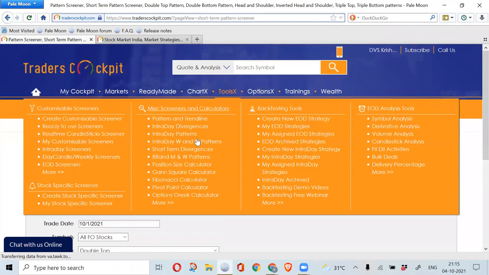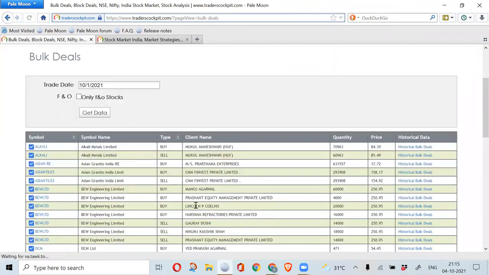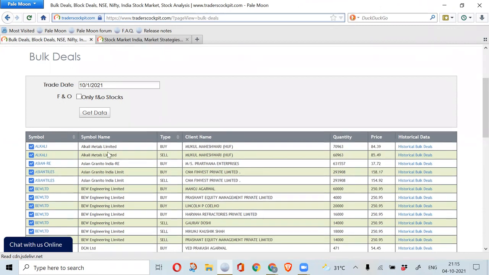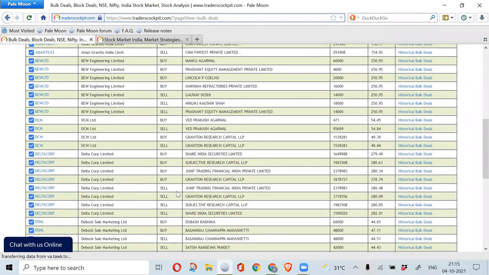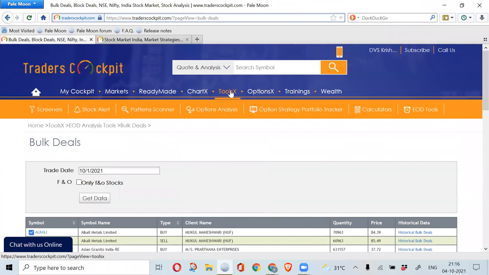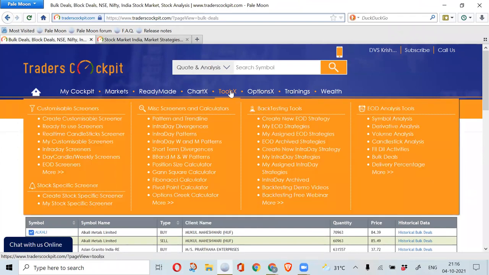So you can see we have got divergence screeners, we have got intraday pattern screeners, all these screeners are available. And also, in addition to this, if you want to look out for the bulk deals that are happening in the market, you can click on the bulk deals and see what are the bulk deals of those particular stocks and the client name and how much quantity is happening. So if you want to do analysis basing on the bulk deals also, you can do analysis basing on them. So in this way, we have seen the most important tools for intraday and positional trades.